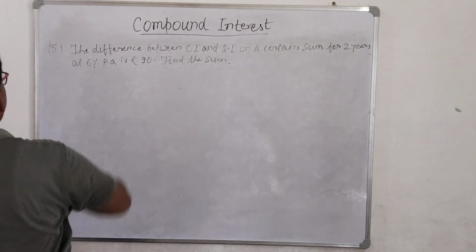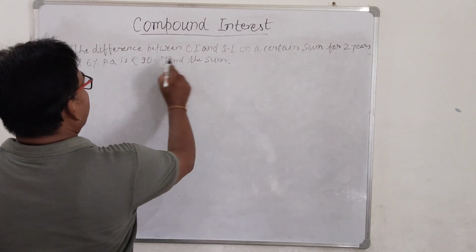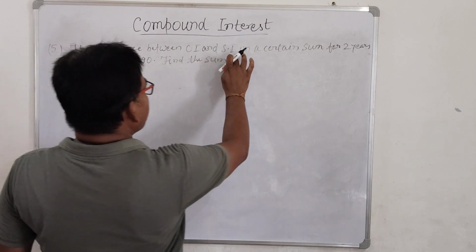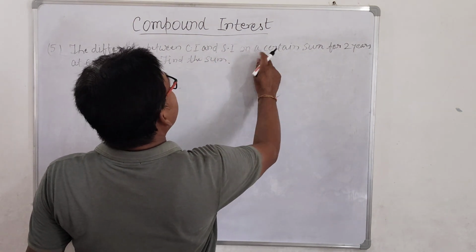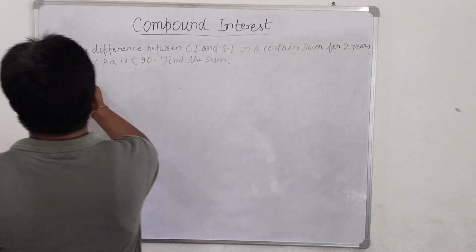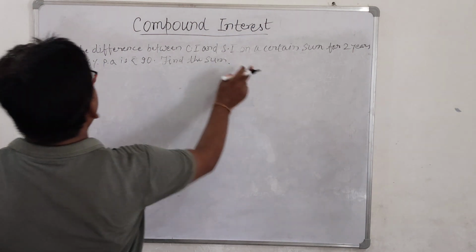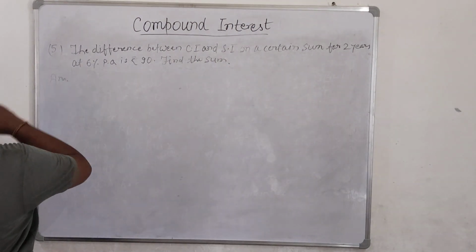Now the next question is: the difference between CI, that is compound interest, and SI, that is simple interest, on a certain sum for 2 years at 6% per annum is rupees 90. Find the sum. So now we will solve this question.